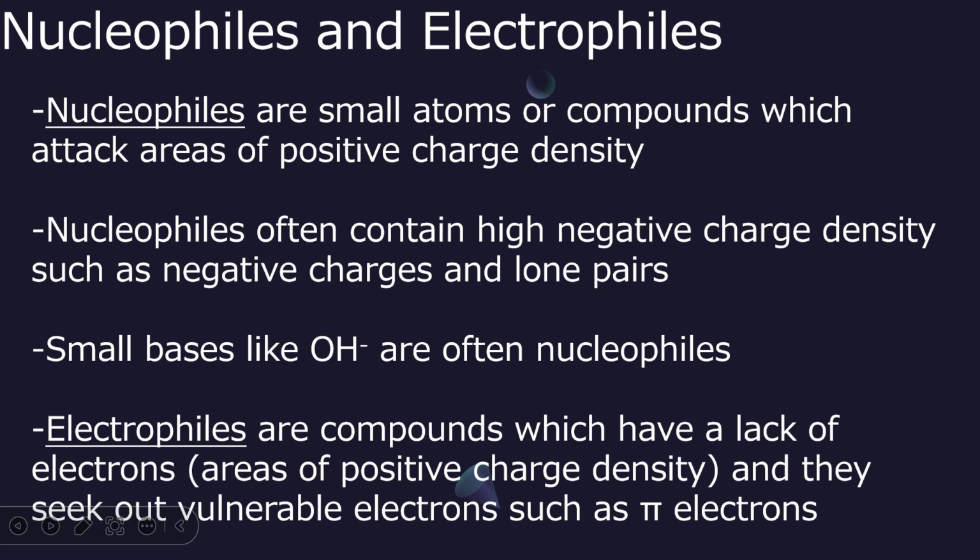So I'll just review again nucleophiles and electrophiles, words that you should really get used to. Nucleophiles are small atoms or compounds which attack areas of positive charge density. Nucleophiles often contain high negative charge density areas, such as negative charges or lone pairs. Small bases like OH minus, pretty small, are often good nucleophiles. Then oppositely, electrophiles are compounds which have a lack of electrons, areas of positive charge density, and they seek out vulnerable electrons such as pi electrons. Those would be double and triple bond electrons.